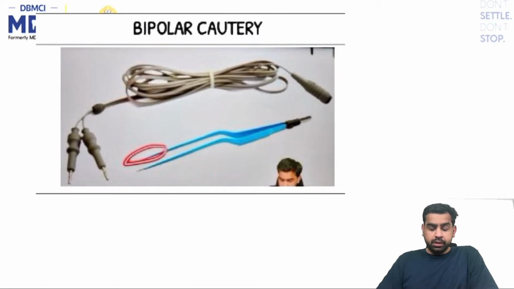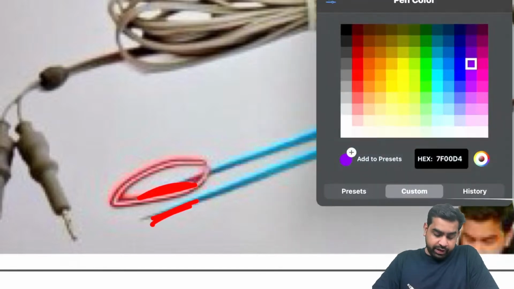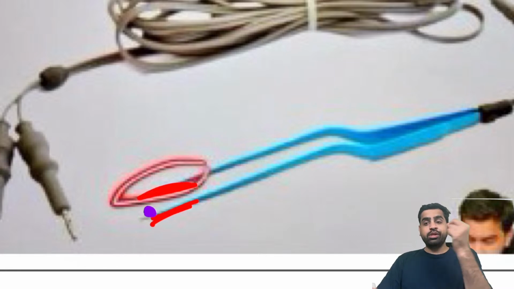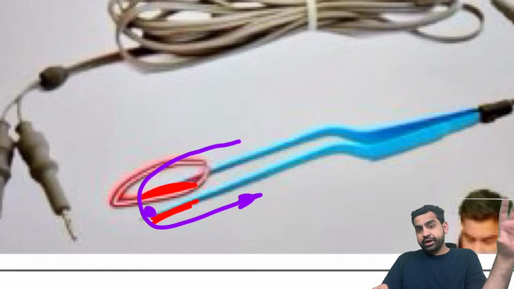This is a bipolar cautery. In the bipolar cautery, you have two prongs, and you hold the tissue in between them. When you pass the current, it goes through one prong and comes back through the other. So here you do not need a patient plate.